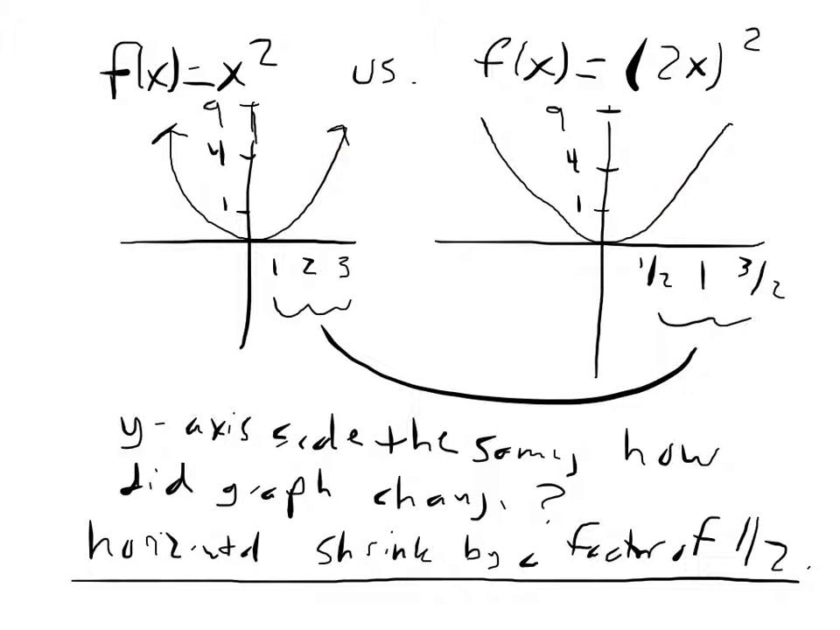Same thing to get an output of 4 here. I need this input to be a 2. What would make that input a 2? X is 1. Look at your scale here. I've gone from 1, 2, 3 to 1/2, 1, 3/2. We call this a horizontal shrink by a factor of 1/2. So replacing x with 2x results in a horizontal shrink by a factor of 1/2.